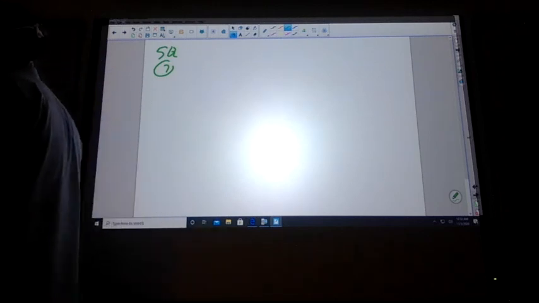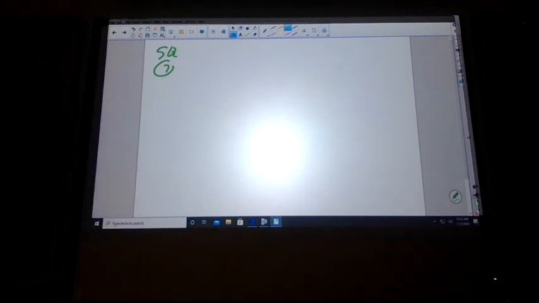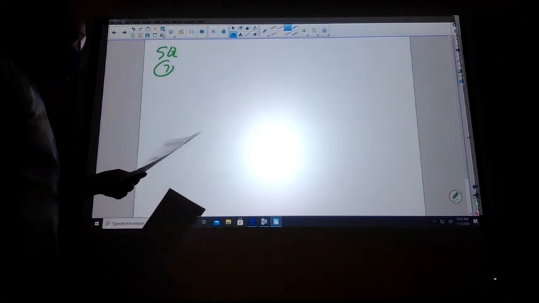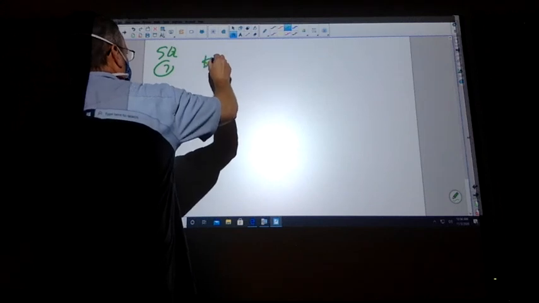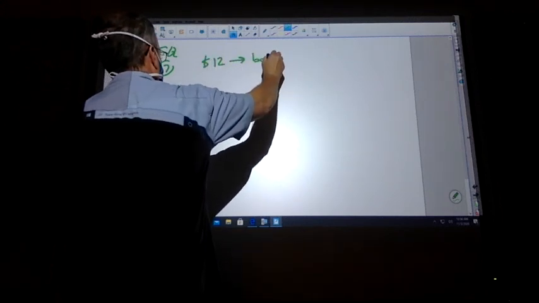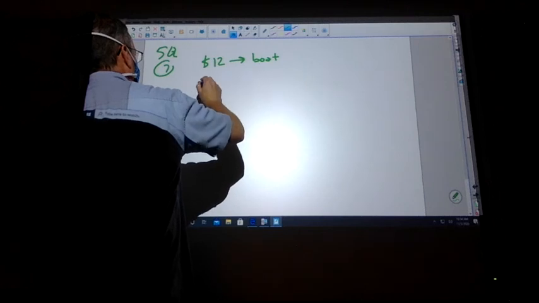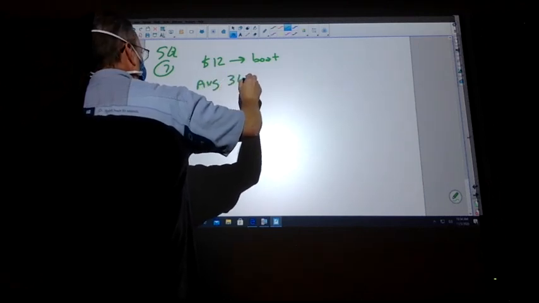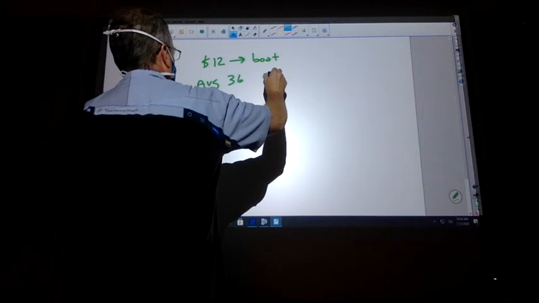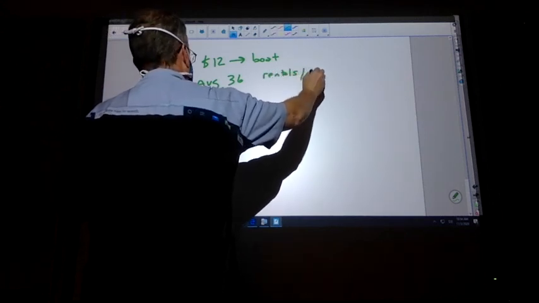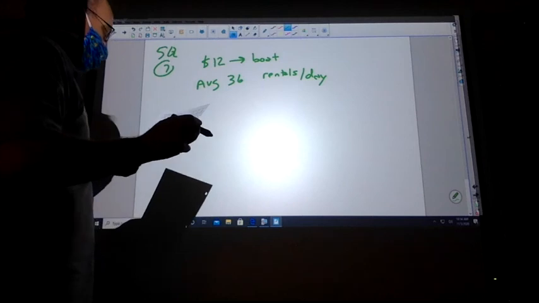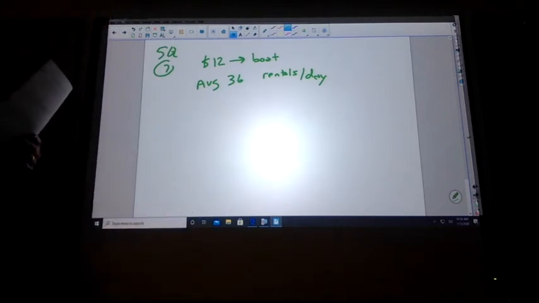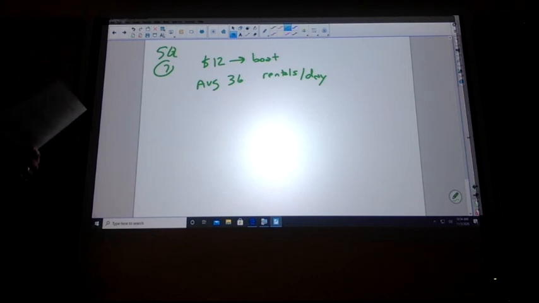It says a small canoe rental business on a small river in Ohio charges $12 per canoe and averages 36 rentals a day. So it's $12 per boat, and they average 36 rentals a day. Okay. A consultant tells them that if you increase your price at 50 cents per rental, the canoe business, you can expect to lose 2 rentals a day.